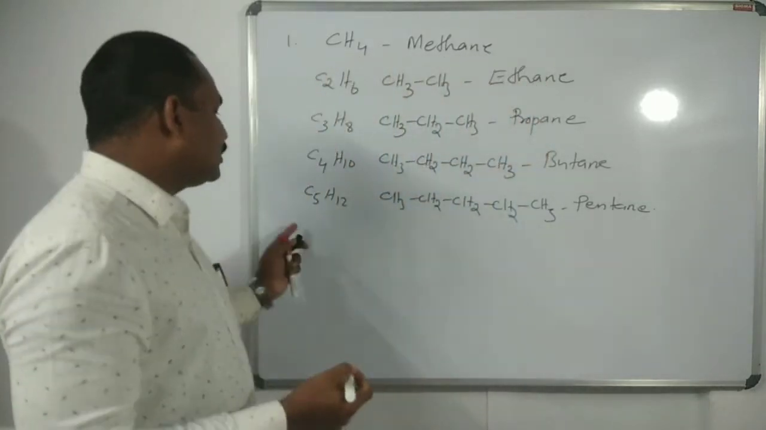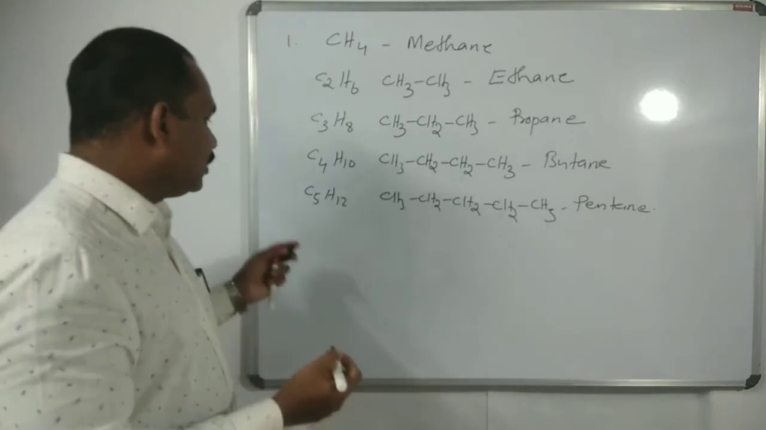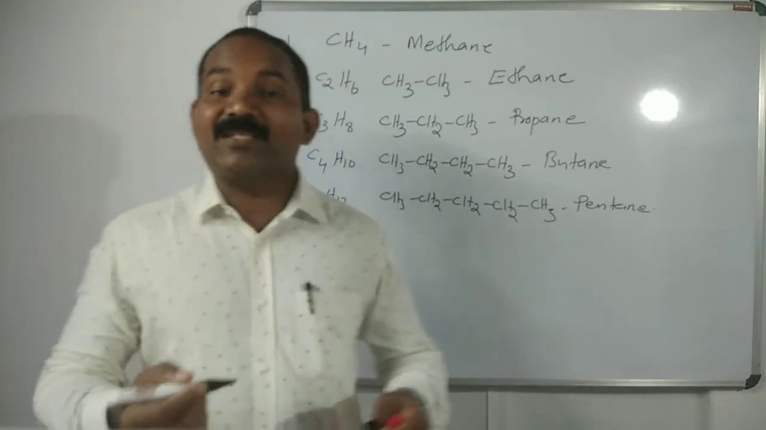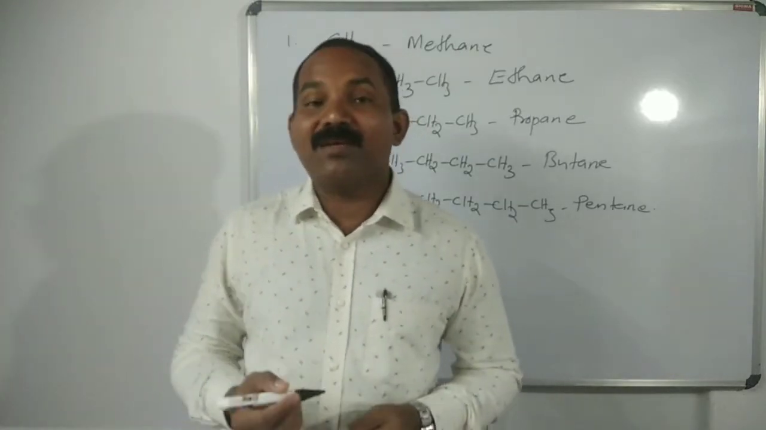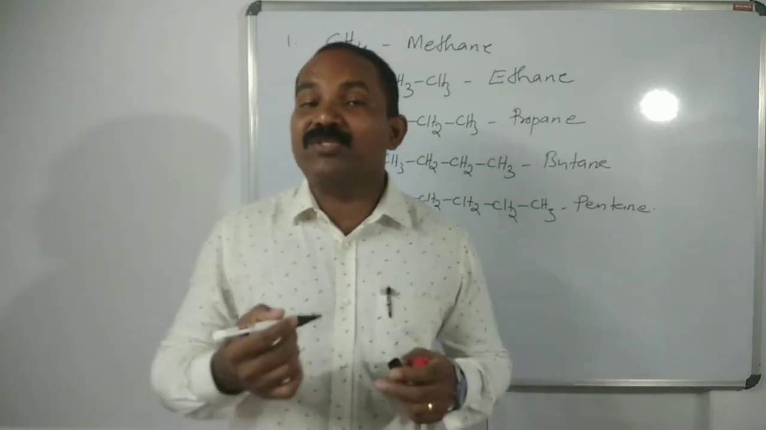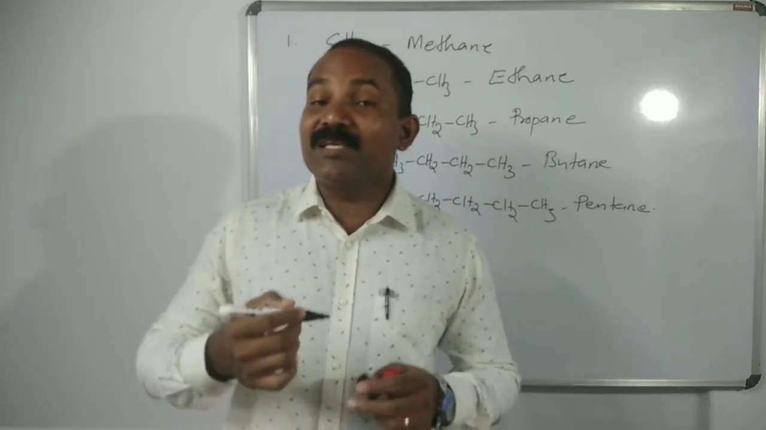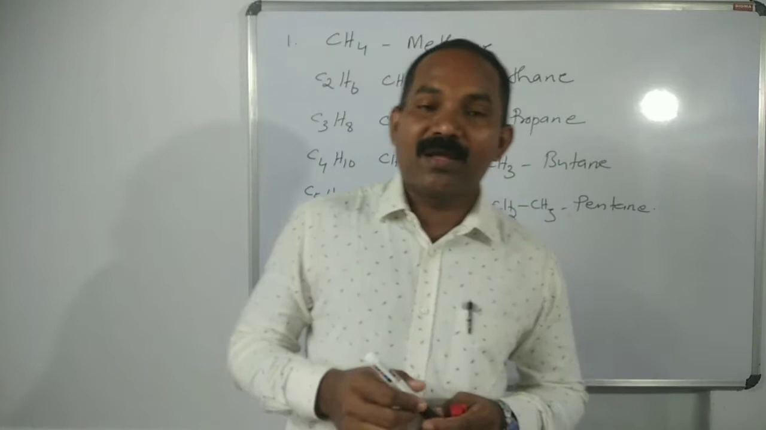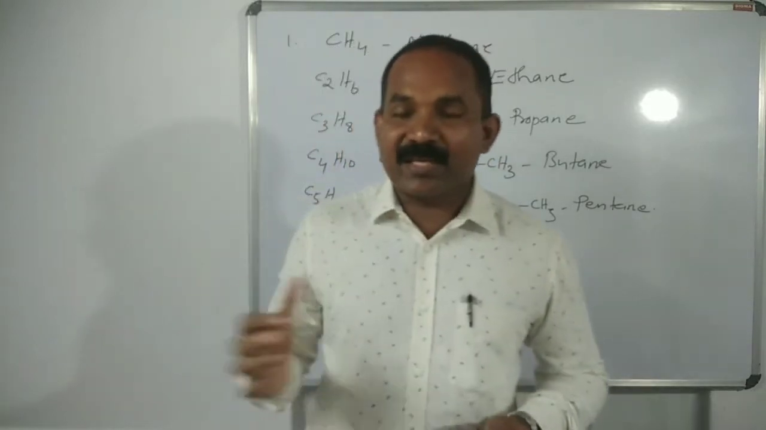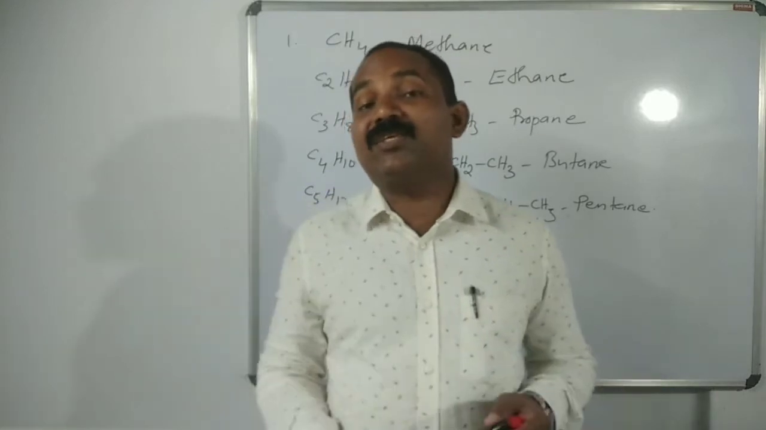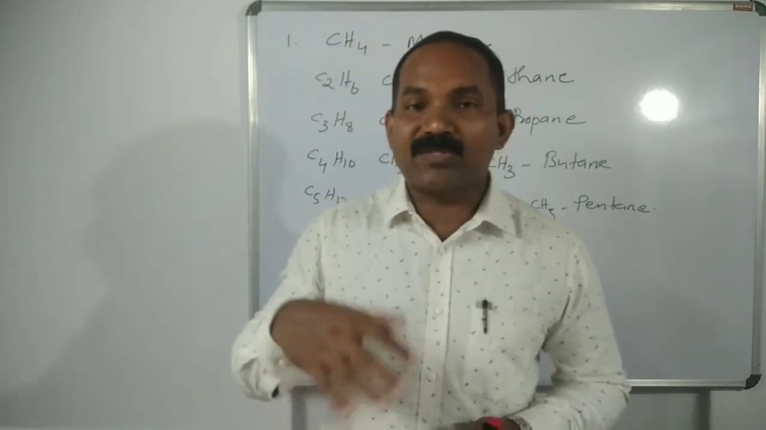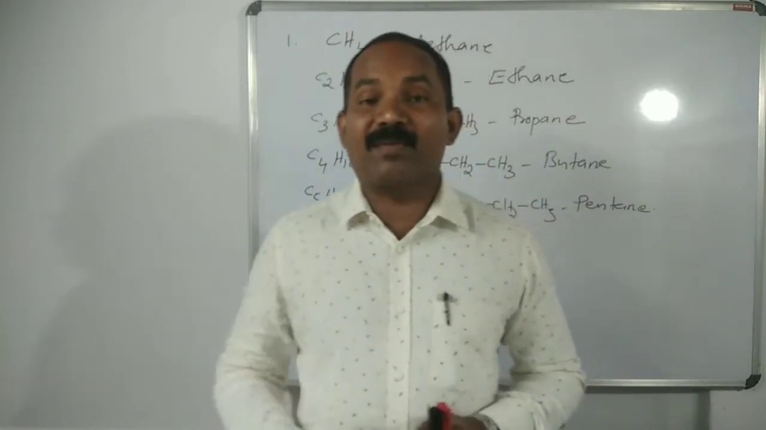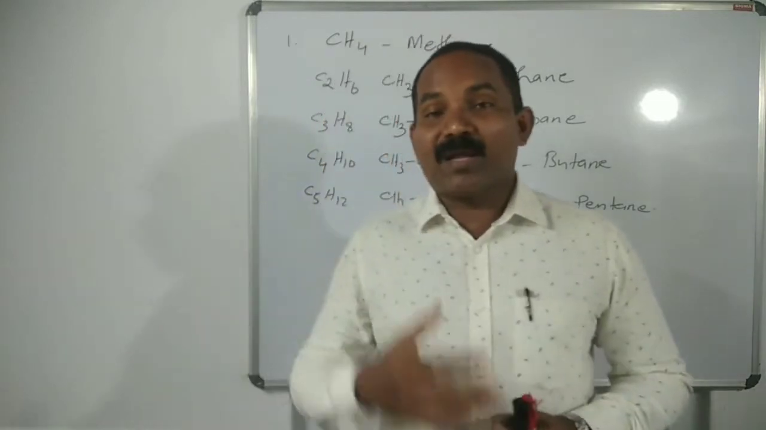Similarly, we can write C6H14 hexane, C7H16 heptane, C8H18 octane, C9H20 nonane, C10H22 decane. When the hydrocarbon is a straight chain, it is easy to name. One carbon atom methane, two carbon atoms ethane, three carbon atoms propane, four carbon atoms butane, five carbon atoms pentane, like that.